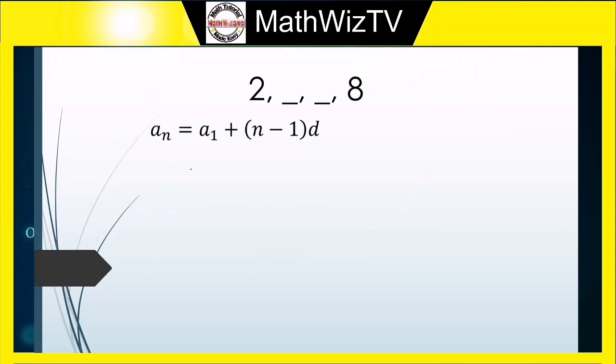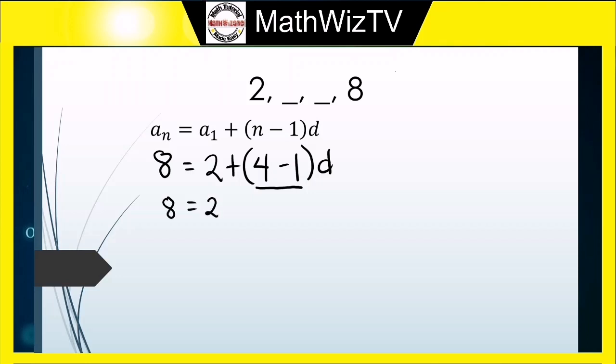Again, I will just rewrite: a sub 4, which is 8, is equal to a sub 1, which is 2, plus the quantity n, which is 4, minus 1 multiplied by d. Again, we use the rule of PEMDAS. We start at the parentheses. So we just copy 8 is equal to 2 plus 4 minus 1, which is 3, multiplied by d.